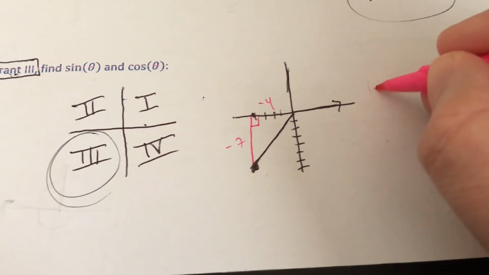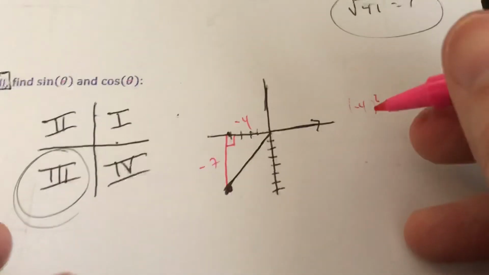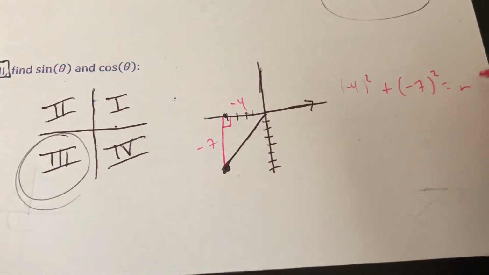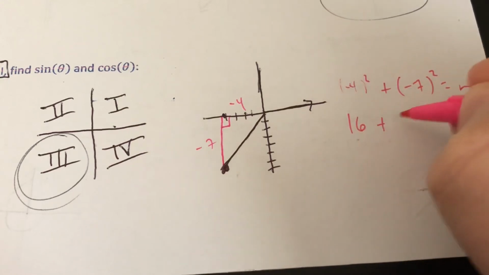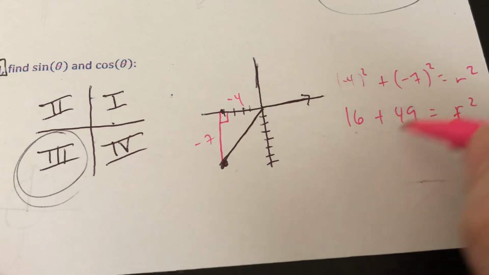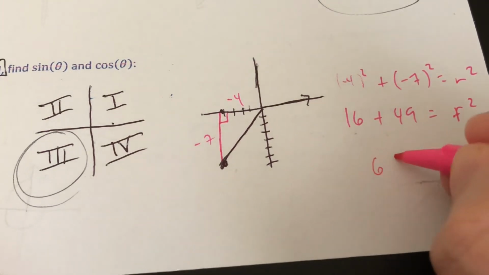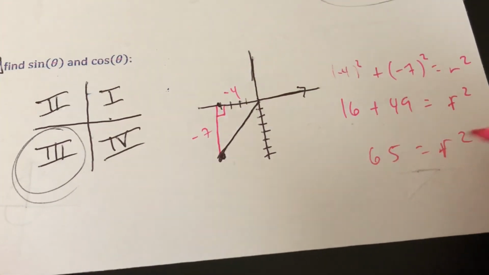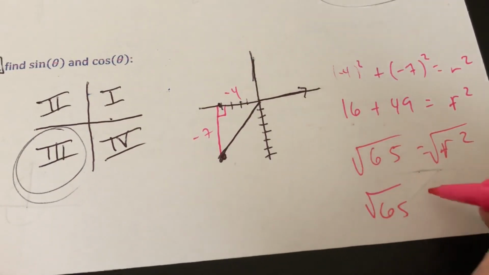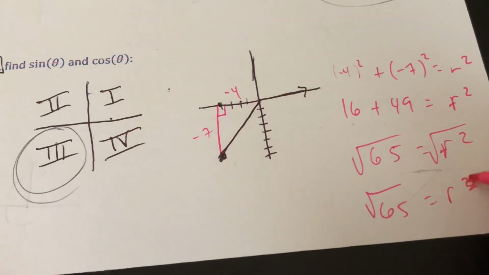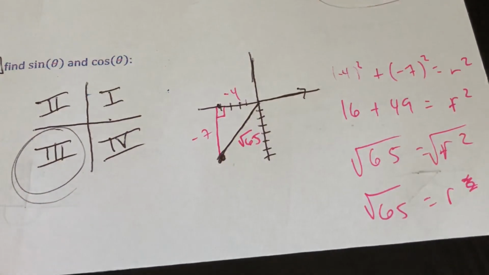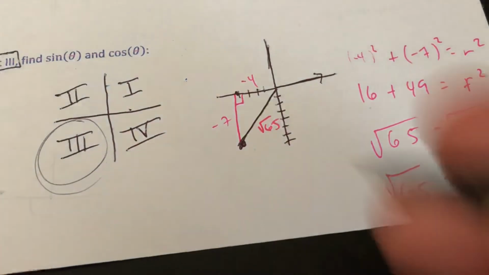So x squared plus y squared equals r squared. So 16 plus 49 equals r squared. 16 plus 49 is 65. And then we square root both sides to get root 65 equals r. So we have root 65. So now I can finish the problem. I can find sine and cosine now.